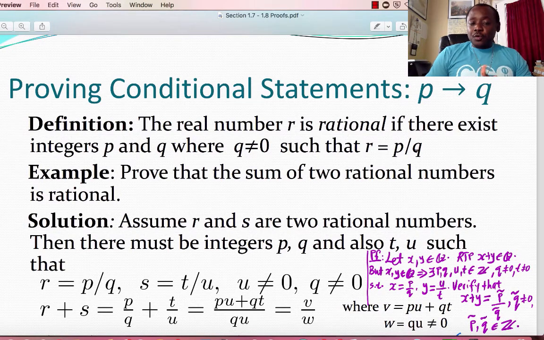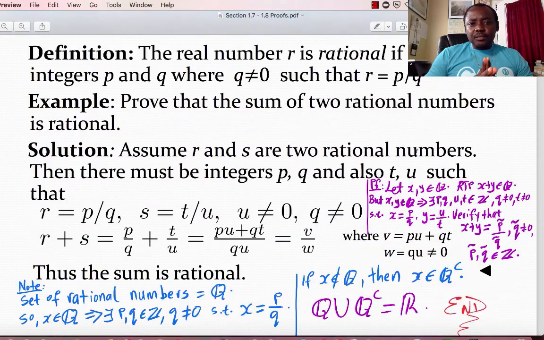Prove or disprove. The sum of two rational numbers is rational. In other words, if R and S are rational numbers, would R plus S be rational? That is the question. Proof. I'm going to go through mine instead of what your textbook has. This is also beautiful, but I want you to follow this procedure like I mentioned before.